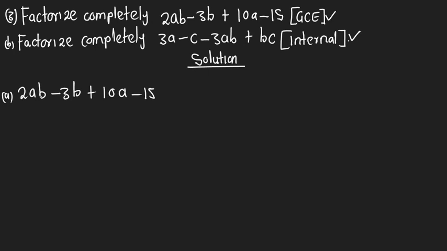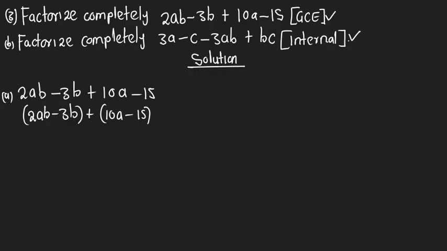The thing that you're supposed to do, first of all, is put these guys in brackets. So you're going to have your 2ab minus your 3b. You will set them in their own brackets. And then you're going to have your 10a minus your 15, also in their own brackets.